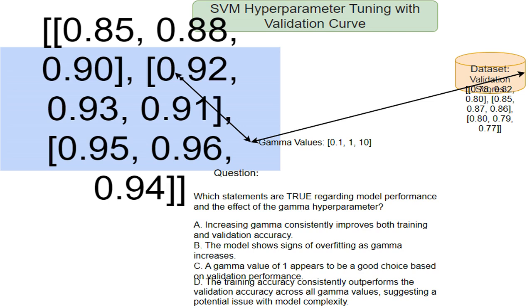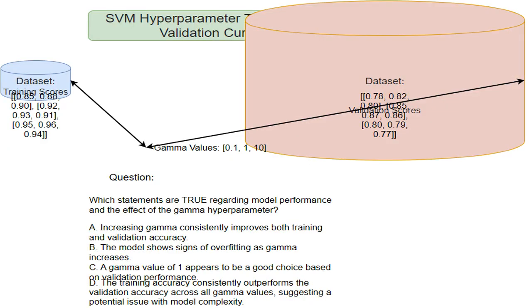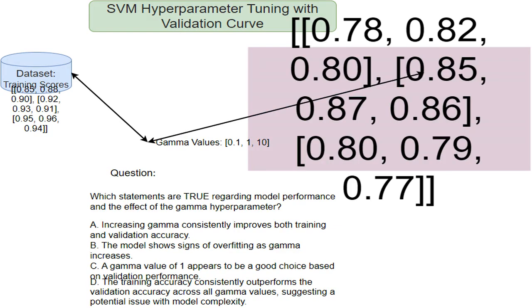as gamma increases. Similar to training scores, these represent the accuracy of the model on a separate validation dataset, which is crucial for evaluating generalization performance and preventing overfitting. These are the validation accuracy scores corresponding to the gamma values 0.1, 1, 10. Note that unlike the training scores, validation accuracy initially increases and then decreases.